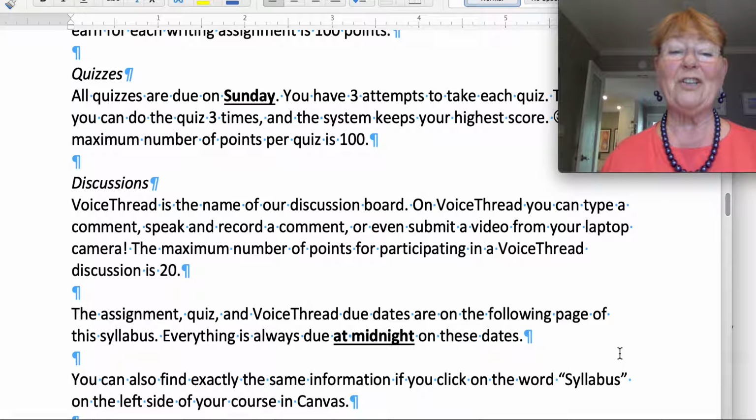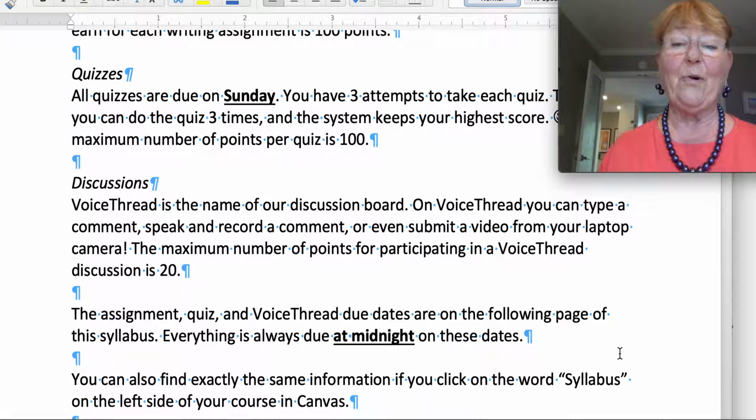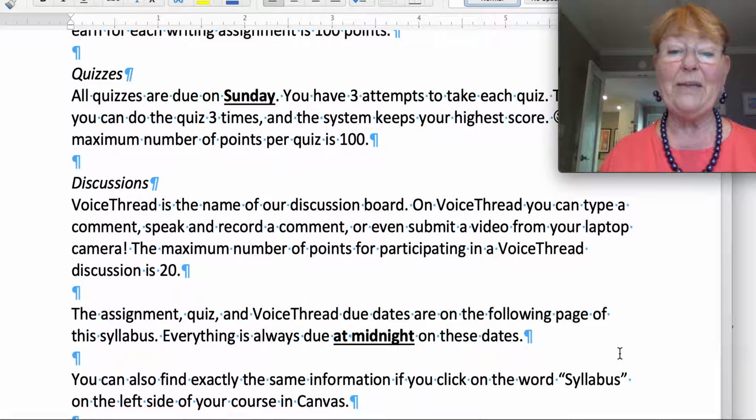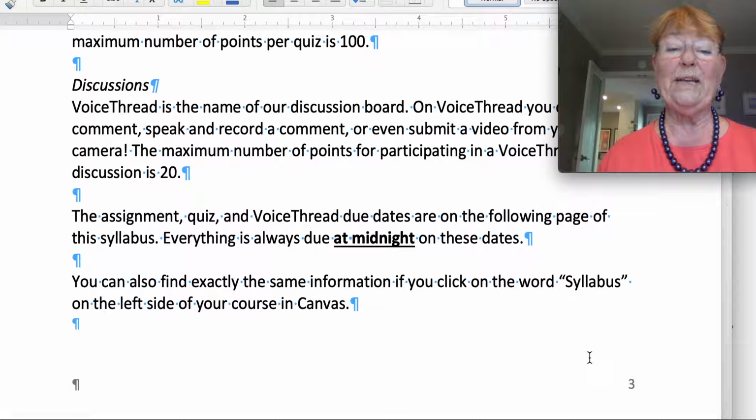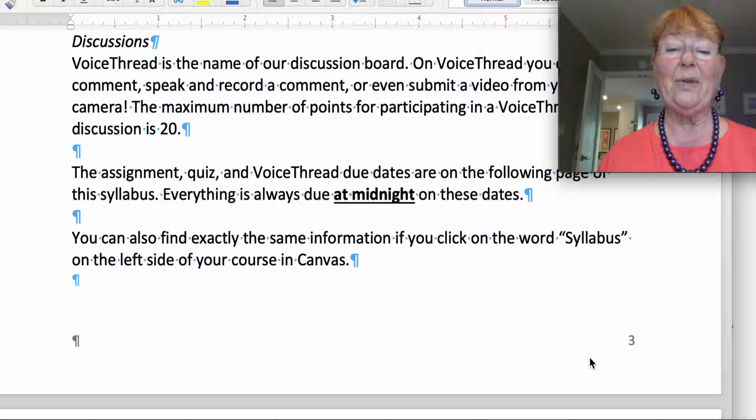Then there are discussions in the name of VoiceThread. We've talked about that before. On VoiceThread, you can type a comment, speak and record a comment, or even submit a video from your laptop. The maximum number of points for participating in VoiceThread discussions is 20. Now the assignments, quiz, and VoiceThread due dates are on the following page. Everything is due at midnight.